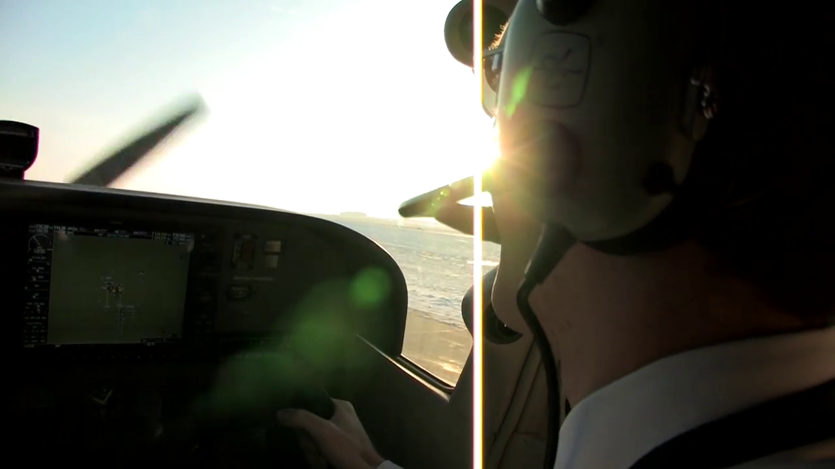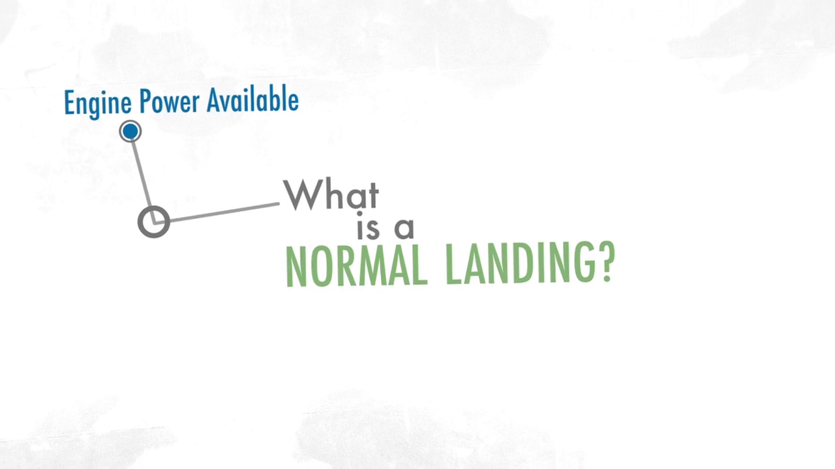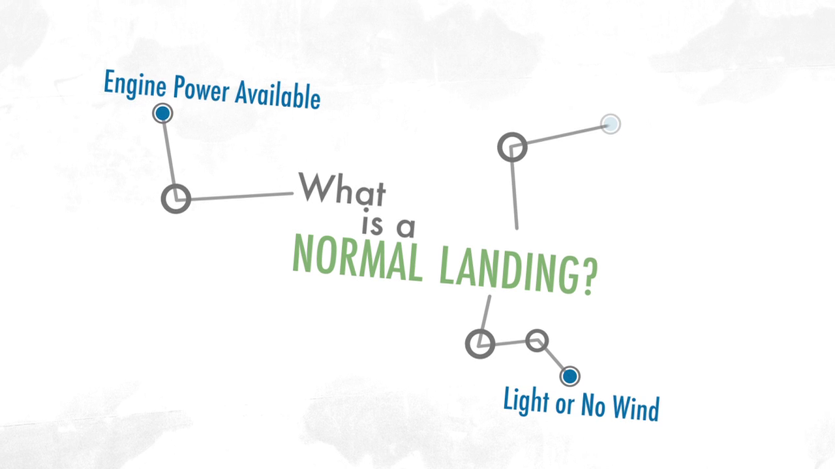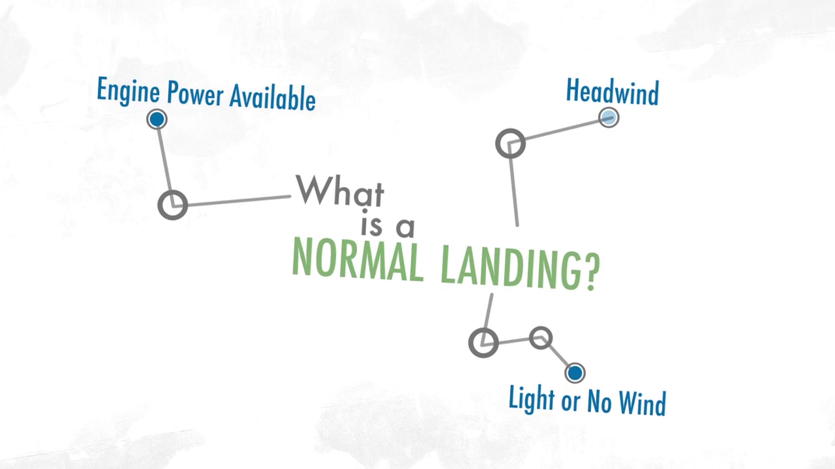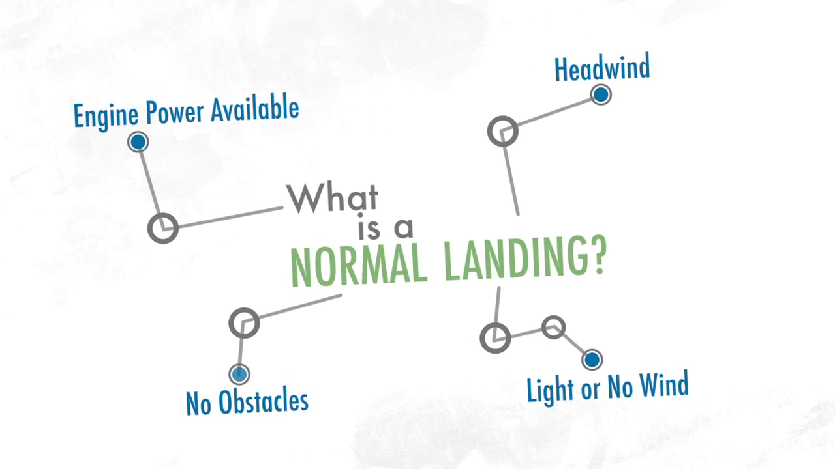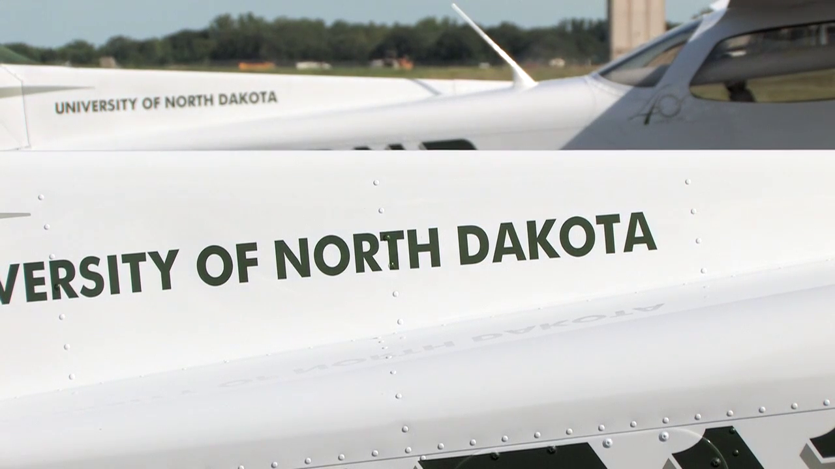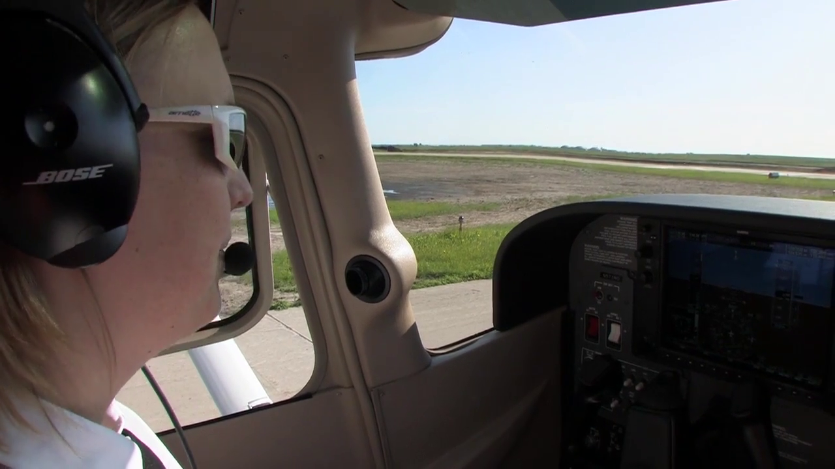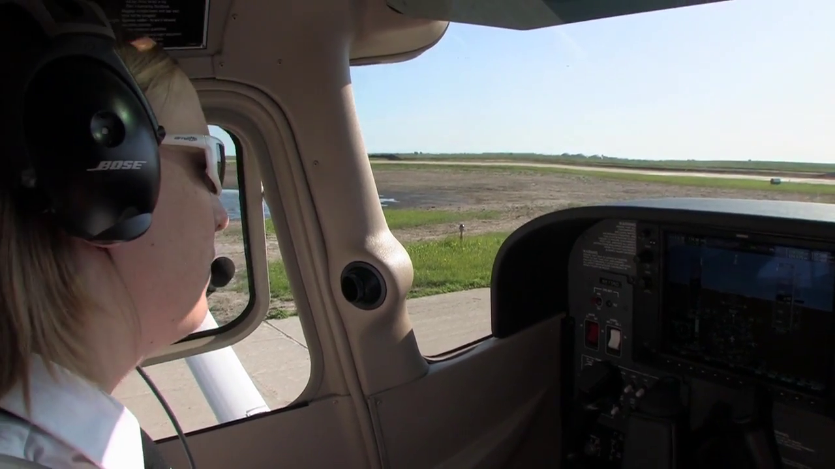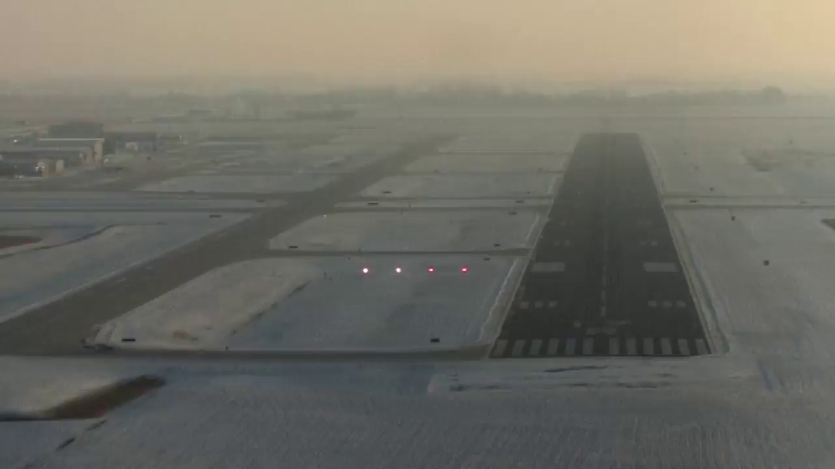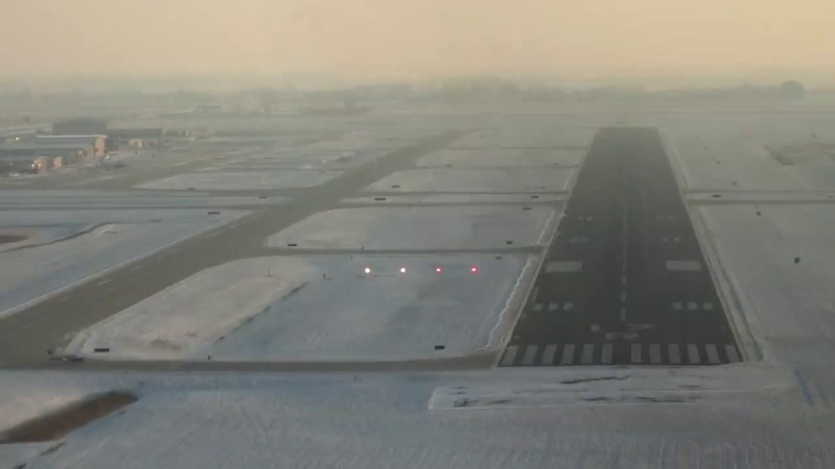A normal situation leading to the normal approach and landing will include things like having engine power available, light or no wind, the final approach and landing planned into the wind, and no obstacles in the approach path. With this in mind, the normal approach and landing should be adequate for most general aviation aircraft at airports with runways nearing 3,000 feet in length and greater. This distance could be shorter at low-density altitudes. The final decision rests with the pilot in command and the capabilities of the aircraft.